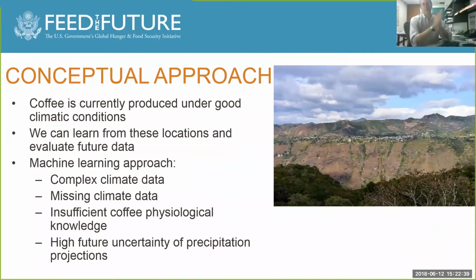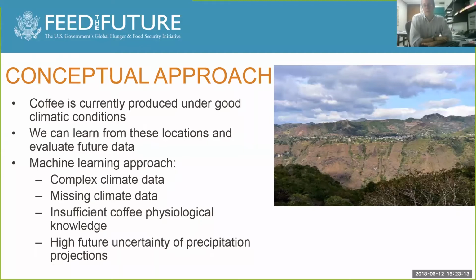So the conceptual approach we use to come up with these kinds of tools and models is the following. Coffee is currently produced under a specific set of climatic conditions. We can understand those climatic conditions by mapping where coffee currently is produced and produced well. And then we can apply a big data approach called machine learning, which combines complex climate data, can fill in some of the gaps for missing climate data, and can help to model how this will affect coffee.